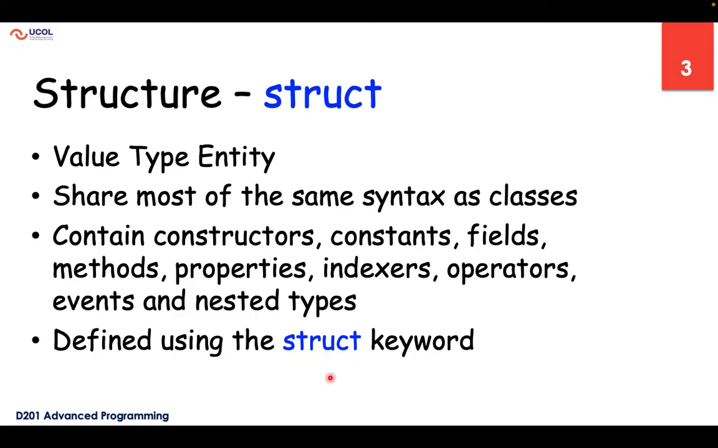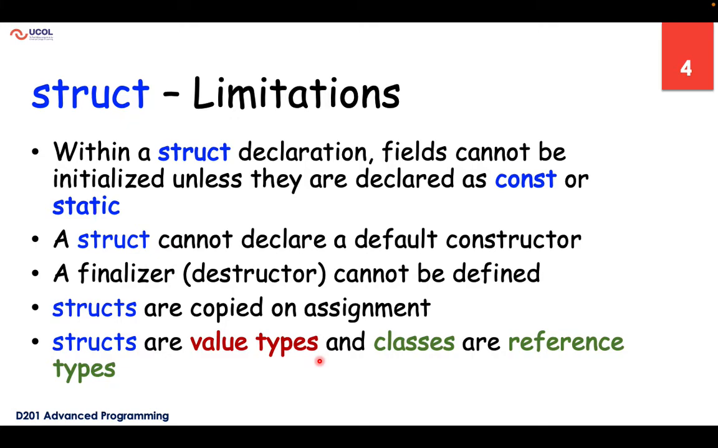We define it using the struct keyword. Whenever we are defining that particular structure, we need to use the struct keyword. There are some limitations within the struct declaration. Fields cannot be initialized unless they are declared as constant or static. In a class we can say private int myInt is equal to some value, but here in the structure we cannot initialize unless they are constant.